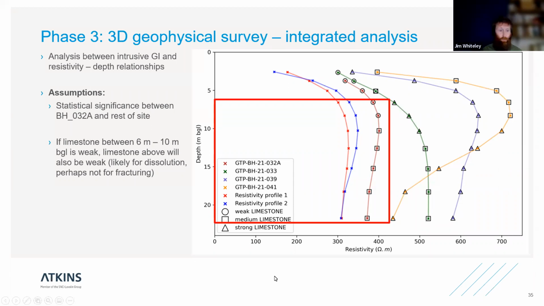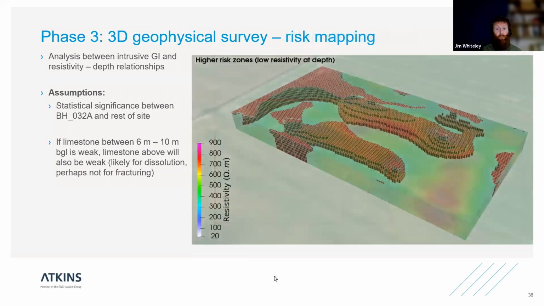So using this, we've now got a rough idea of some of the kinds of thresholds that we can understand for the site, and we can then start to say, in terms of risk of dissolution or in terms of change of the ground condition, which may affect the design of your infrastructure. These are the areas where you have resistivity which is much lower at depth, and we think therefore you have a higher risk of dissolution.